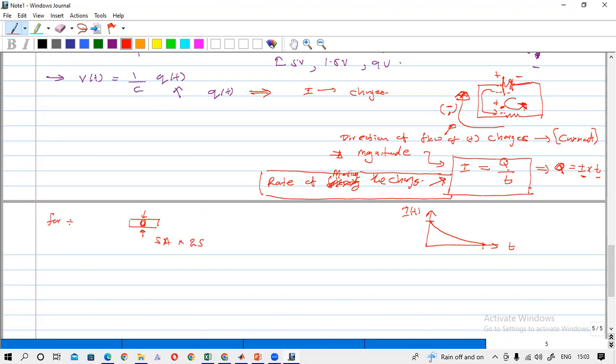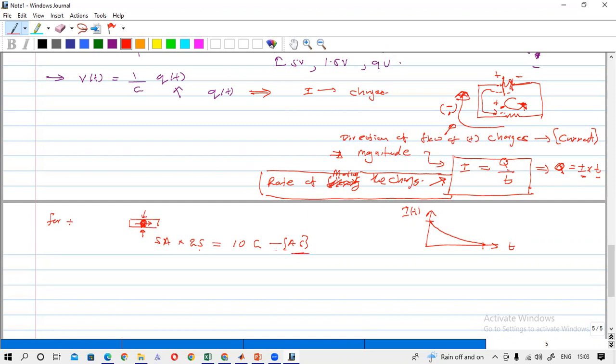So if I ask you what is the total charge flowing through this point up to 2 seconds, there are 5 ampere current and it is flowing for 2 seconds. So the total charge will be 10 coulomb. So that is ampere second, another unit for the charge.